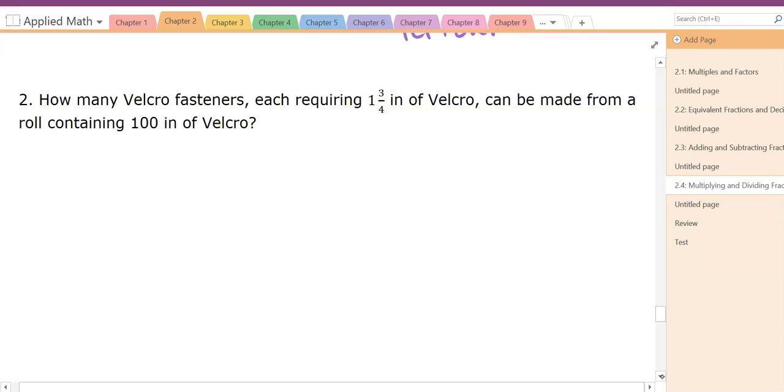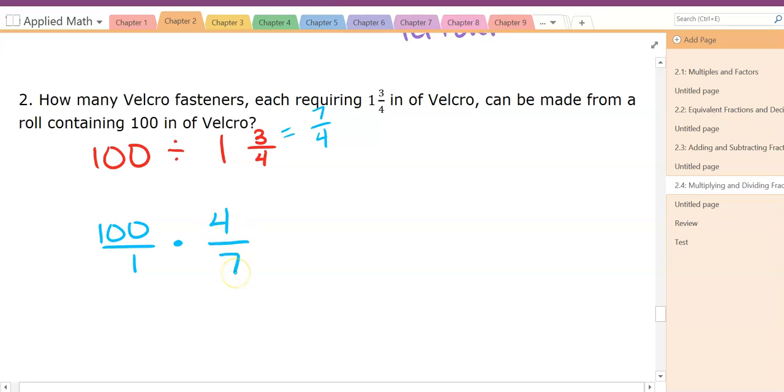So how much total Velcro do we have? 100. So we probably want to divide that by how much each one requires to figure out how many we can do. So 100 divided by 1 3/4. So again, if you need to change 100 to a fraction, 100/1 times, so this would be 7/4 as an improper fraction. So when I flip it, it becomes 4/7. We can't do any reducing, so what's 100 times 4? 400. Over 7.